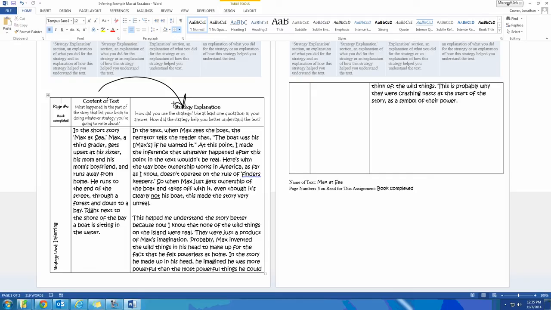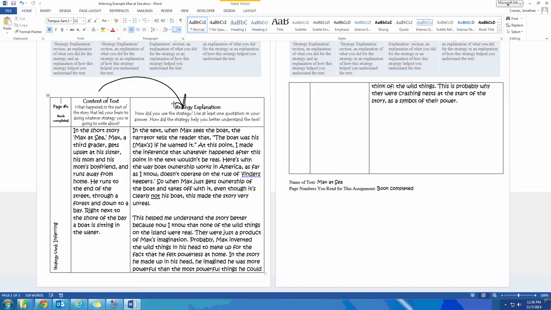This helped me understand the story better because now I know that none of the wild things on the island were real. They were just a product of Max's imagination, probably. Max invented the wild things in his head to make up for the fact that he felt powerless at home. In the story he made up in his head, he imagined he was more powerful than the most powerful things he could think of, the wild things. This is probably why they were crashing nests at the start of the story. It's a symbol of their power.